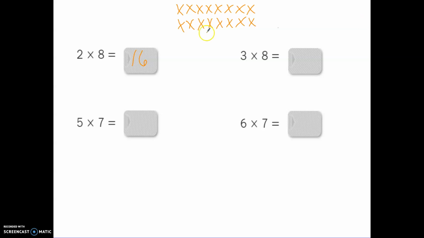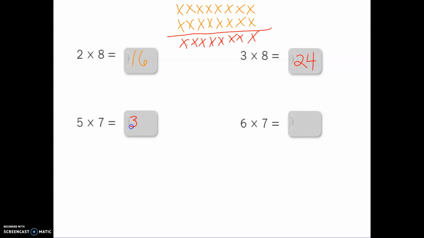Now I have 3 times 8. So I'm going to add just a group to that original array. I add a group of 8 because I'm going from 2 groups of 8 to 3 groups of 8. I know the orange is 16, so I'm just going to add on my last set of 8. So 16, 17, 18, 19, 20, 21, 22, 23, 24. 3 times 8 is 24.